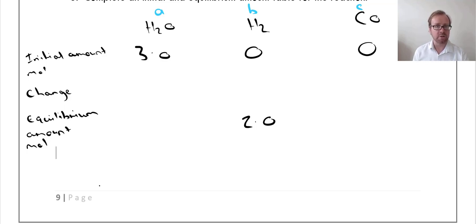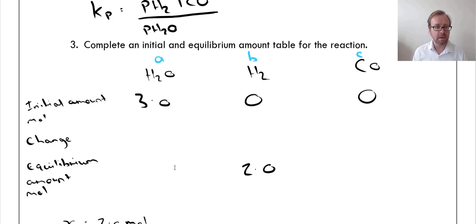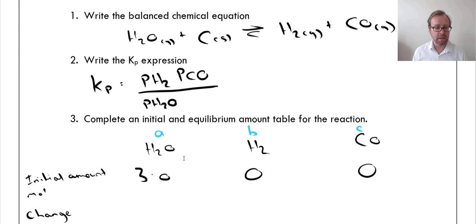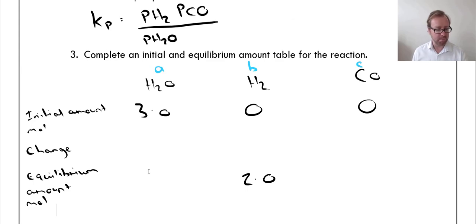of hydrogen is formed from 0, so X is equal to 2 moles, and I know this because my ratio from here to here is 1 to 1. Therefore, it must mean that my change in my initial amount of A must be A minus X. This will be X, and this will be X, according to the molar ratios. So this gives me a value of 2, and this gives me a value of 1.